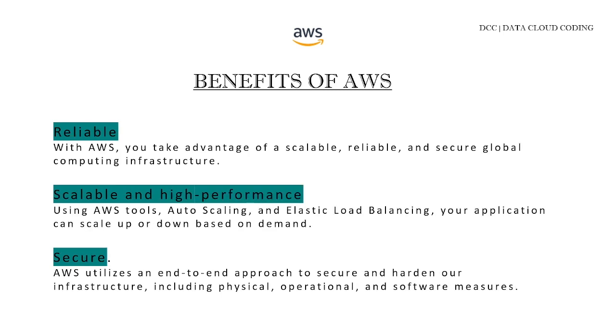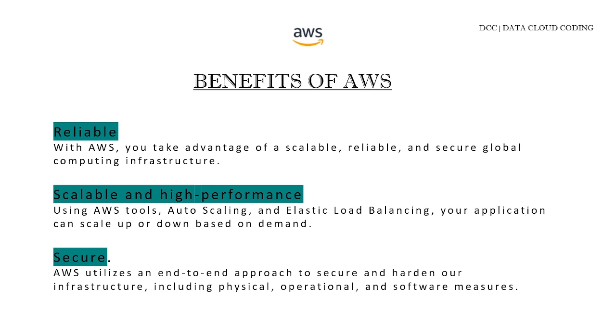Fourth point, be reliable. With AWS, you take advantage of a scalable, reliable, and secure global computing infrastructure. AWS is deployed all over the world, and organizations from all over the world are using AWS. So we get the advantage of a reliable and secure global computing infrastructure.